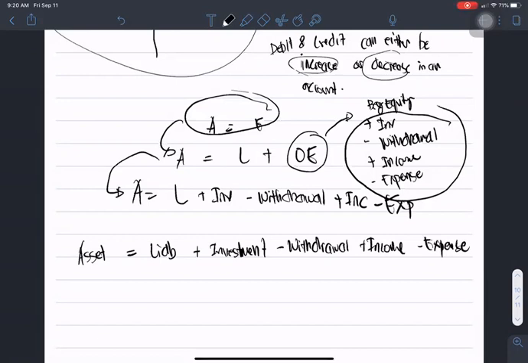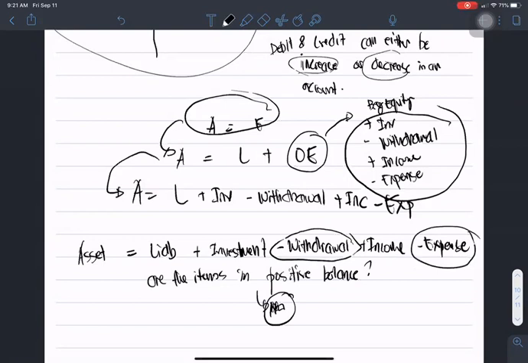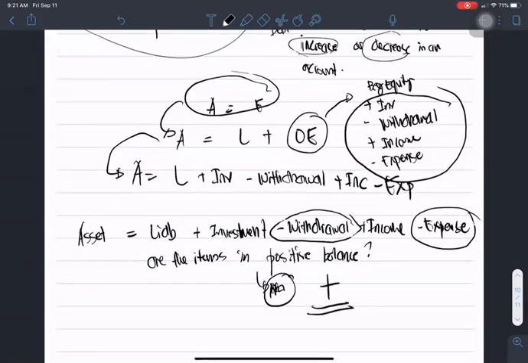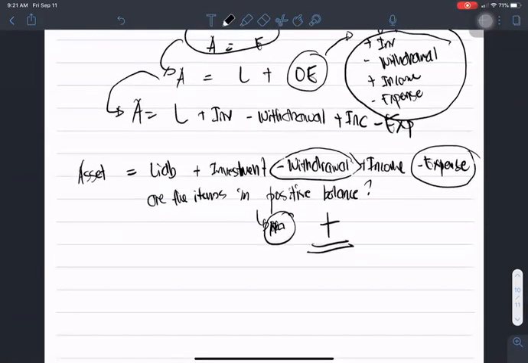Okay, question. Are the items in positive balances? The answer is no. Why? Because you see, we have here negative withdrawal and negative expenses. So take note, we must all place it as positive. So what will you do so that we have positive balances? To make withdrawal positive and to make expense positive, we need to transfer it on the other side, right? So the other side now is asset. We transfer withdrawal. We transfer expense on the other side.